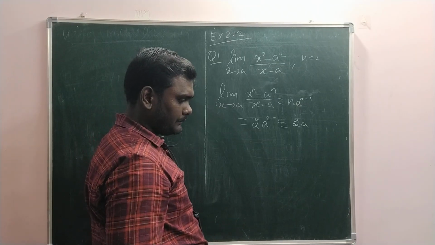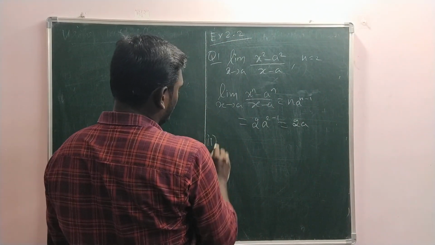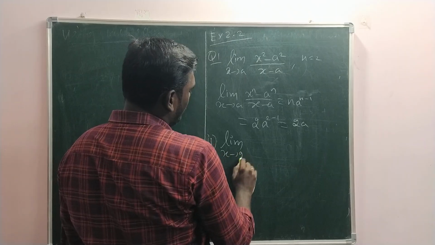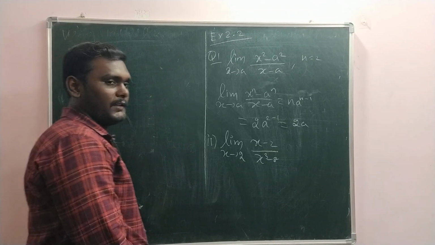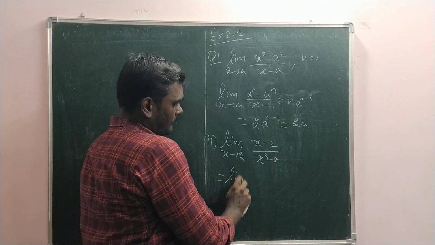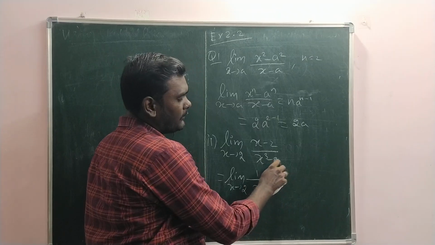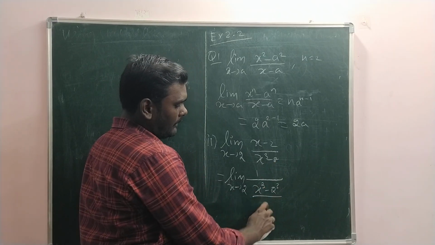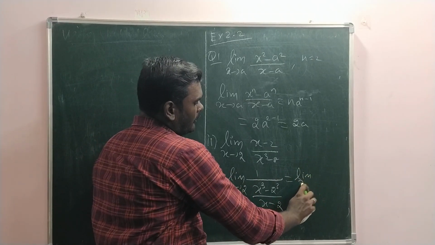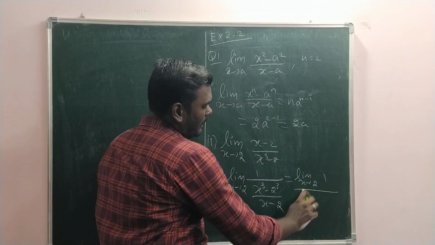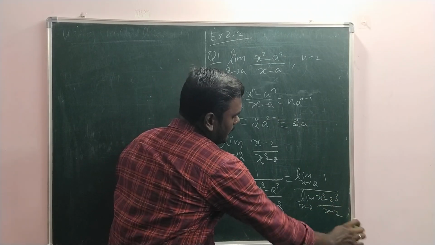Any doubts in this? Second one, limit x tends to 2 of x minus 2 by x cube minus 8. This also you can solve using the standard limits. How? See, limit x tends to 2 of 1 by x cube minus 2 cube by x minus 2. Yes, that formula. So the numerator limit x tends to 2 is 1, and the denominator limit x tends to 2 is x cube minus 2 cube by x minus 2.